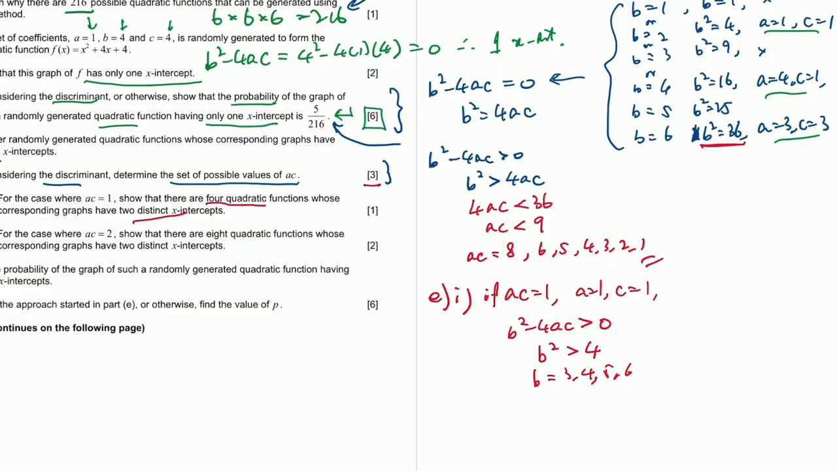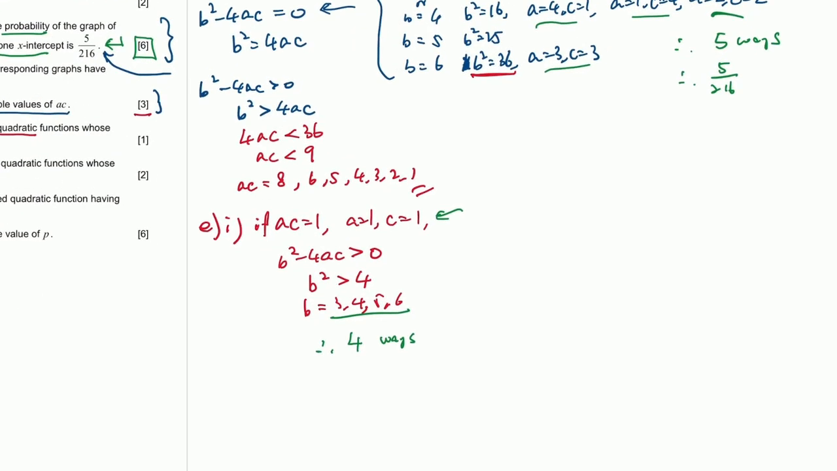Right, so that's the 4 cases. A has to be 1, C has to be 1, but B has 4 choices. Therefore, there are 4 ways. So those are the 4 quadratic functions. Alright. So now you see how dumb the question is, right? You really just list them all out.